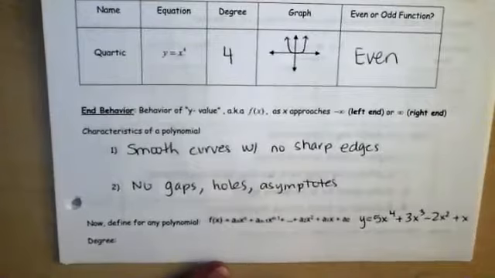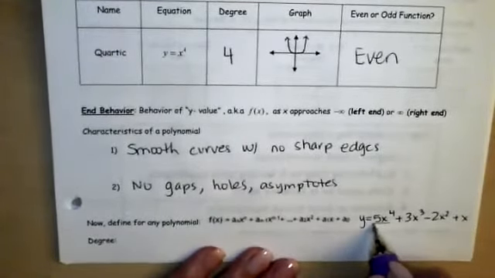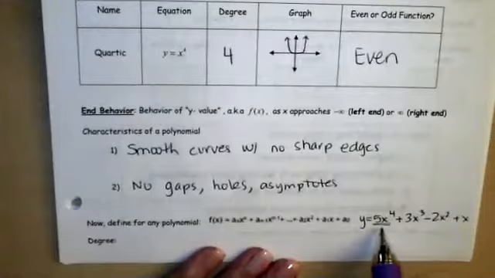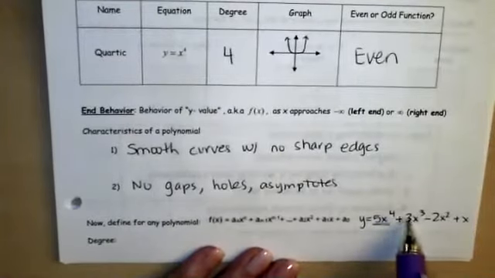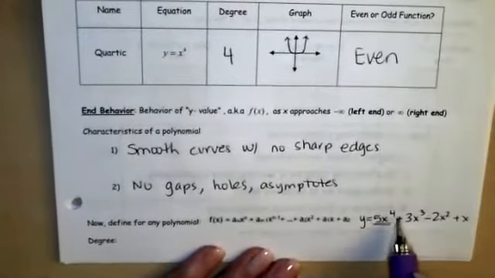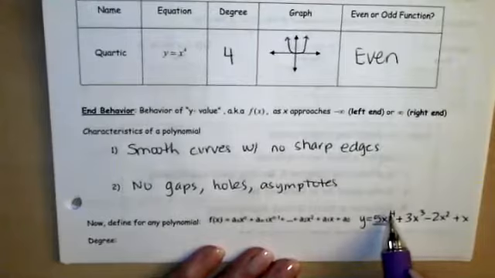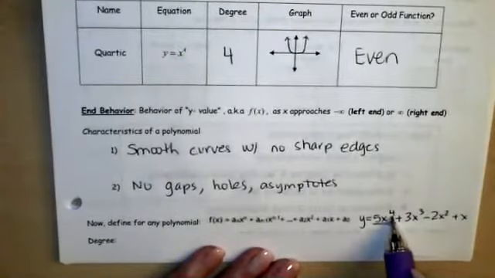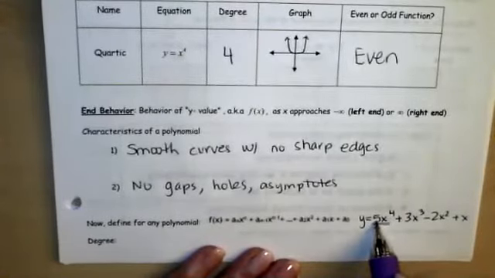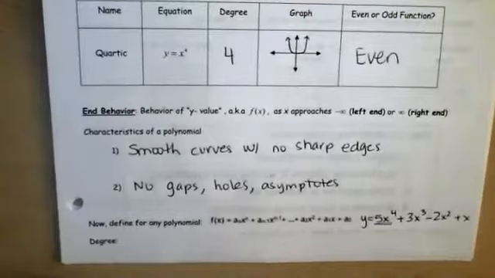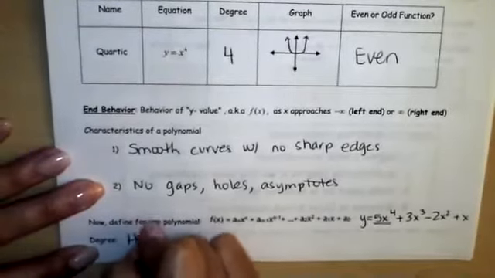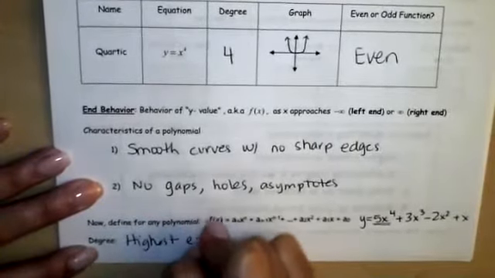Sometimes they're not in order. You want to make sure you're looking for the one with the biggest exponent. So when we talk about end behavior, we're talking about this right here, 5x to the 4th power. We're not looking at these because those are the ones with the smaller exponent. We're looking for the one with the biggest exponent. So this would be even, and then this would be positive because there's no sign in front of it. So the degree is the highest exponent.